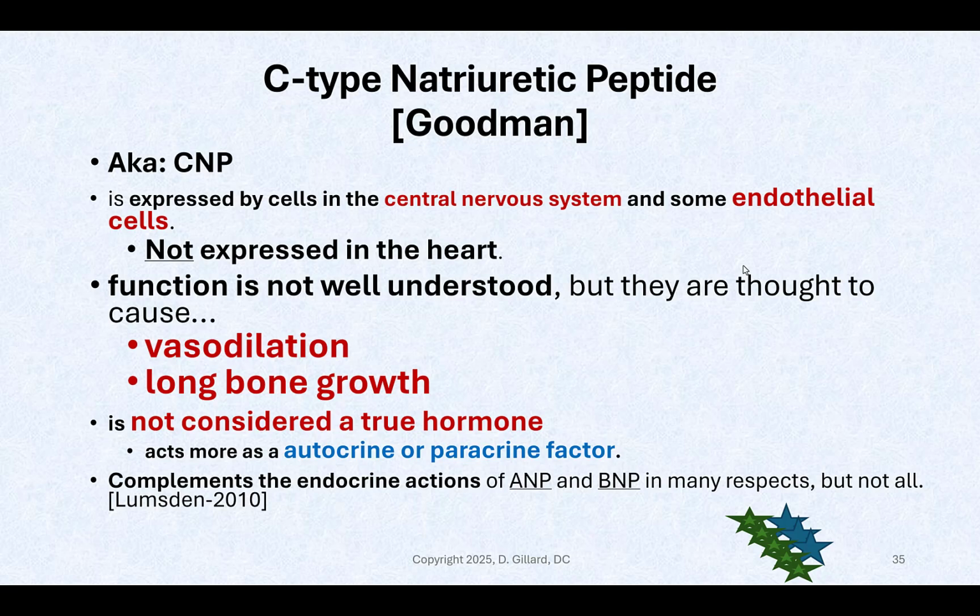It does cause vasodilation of arterioles, so that's its blood pressure lowering, hypertension-fighting effect. It has something to do with pre-adolescent bone growth and bone elongation, so it affects the long bones. It's not considered a true hormone, though, because it acts more on the local tissues when it's secreted. So it acts as an autocrine and paracrine. So it's kind of weird. You think of it as complementing the actions of ANP and BNP.